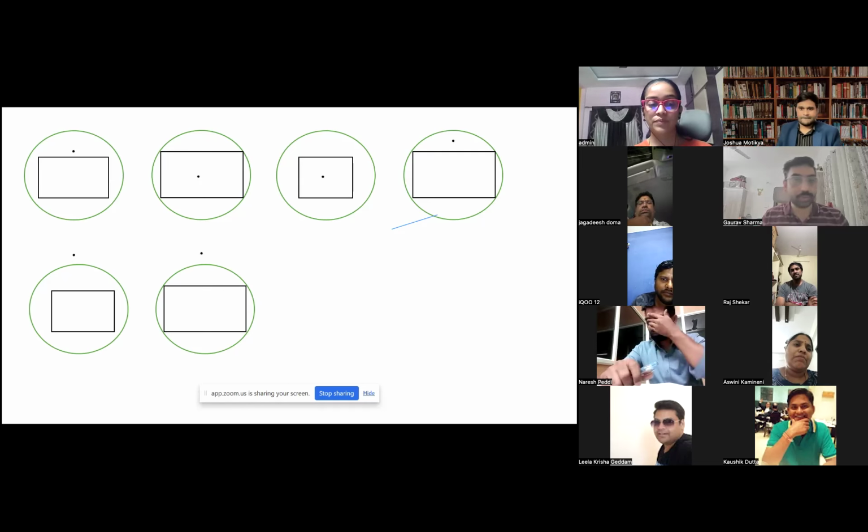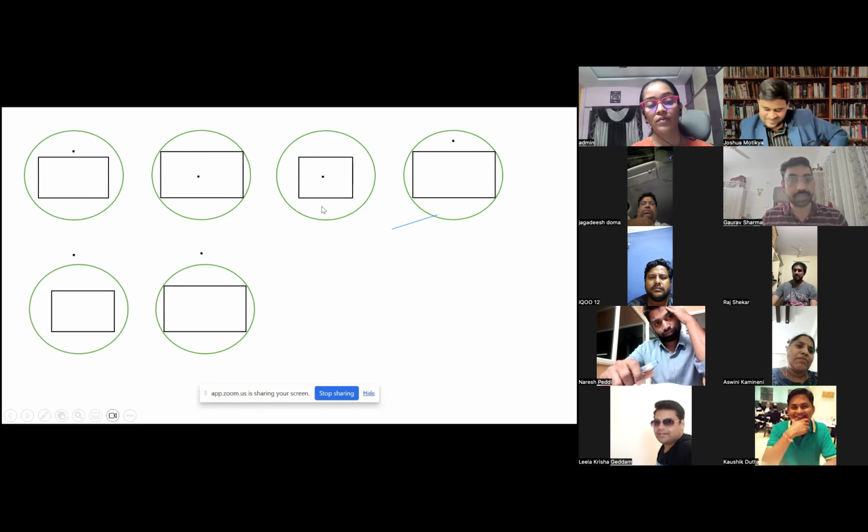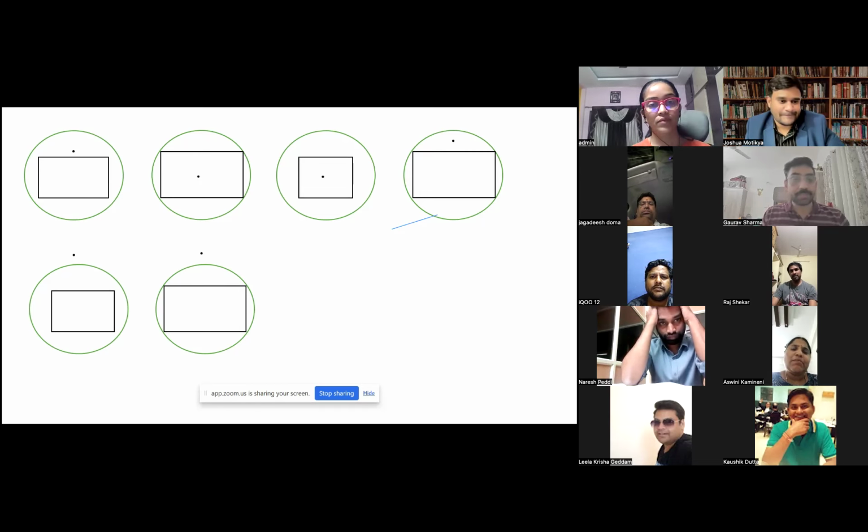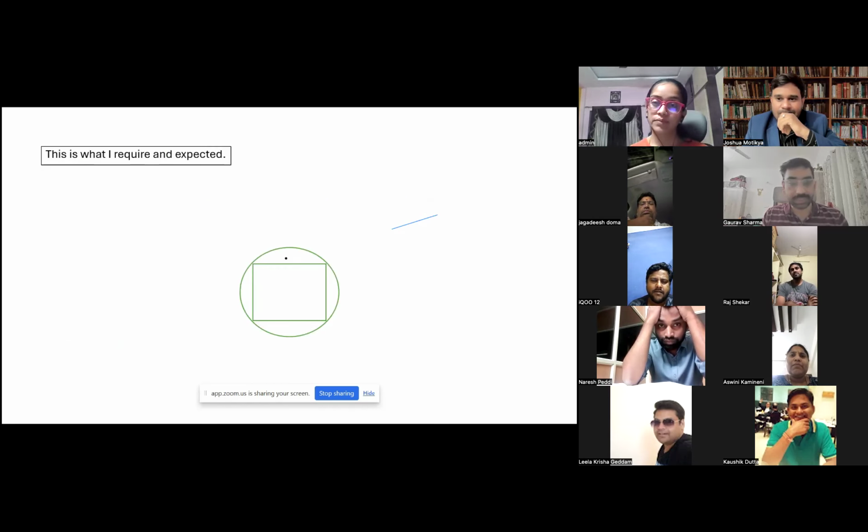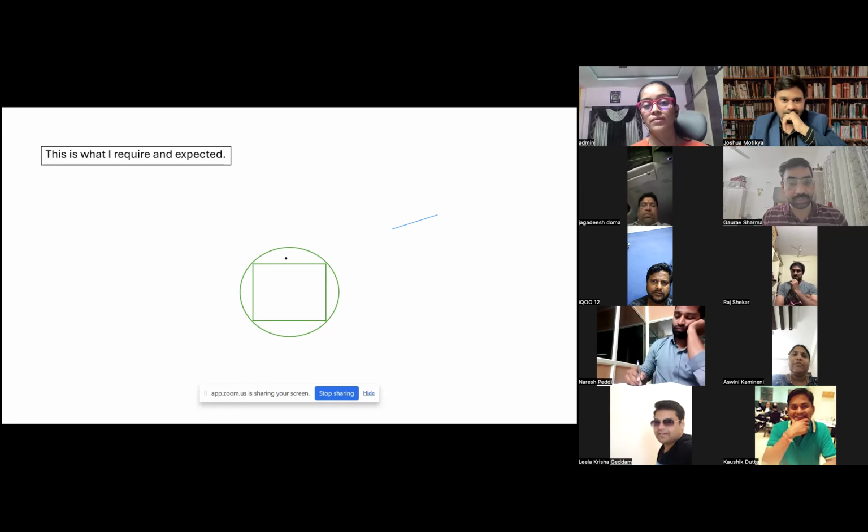So few of you might have created this picture. Few of you might have created this picture. Few of you have created this picture based on the understanding and the steps which have been mentioned. Any one of these. When I was writing these steps, I was thinking of this picture, what I required or what I expected: a circle and a rectangle or a square inside the circle, touching the corners, and one dot on top of the square or the rectangle. This is what I thought and imagined.